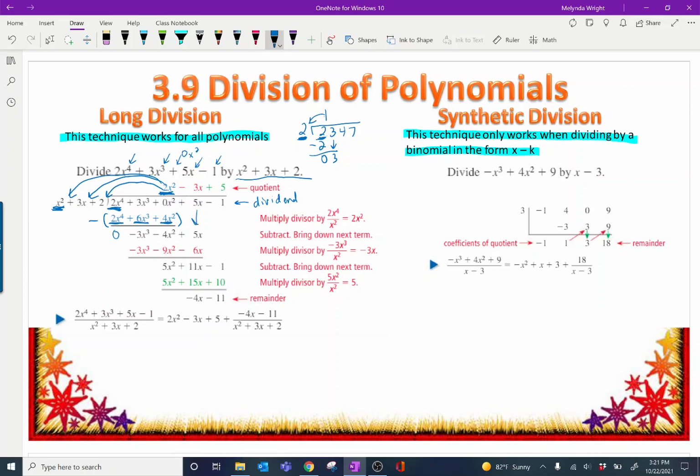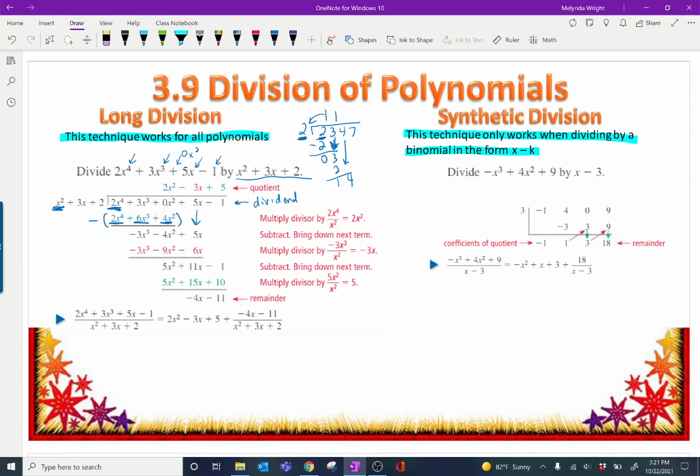And then I bring down my next number. Just like I did over here, I brought down the 3. Same procedure. Now we go again. So 2 goes into 3 one time, and then I multiply out, 1 times 2 is 2. I subtract and bring down the next number. Same procedure here.